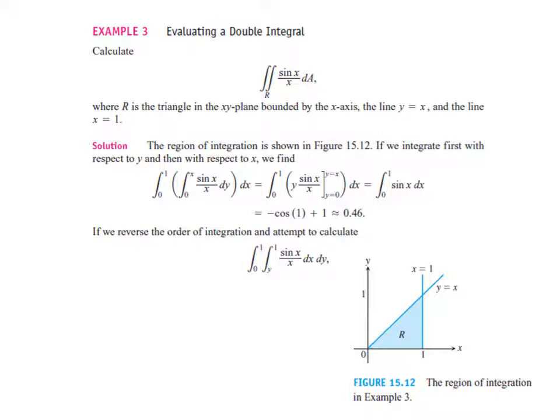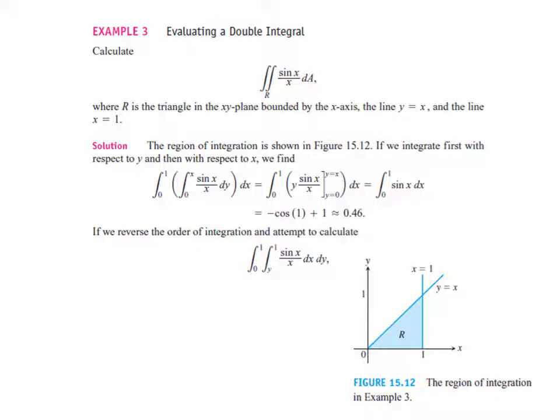So the integration over R of sin x by x dA can be written as the integration from x equal to 0 to 1 and y equal to 0 to x of sin x by x dy dx. Here the order of integration is first dy, then dx. Why is the order of integration y first here? Because I have taken the y limits as the variable limits. Let us integrate this function with respect to y.